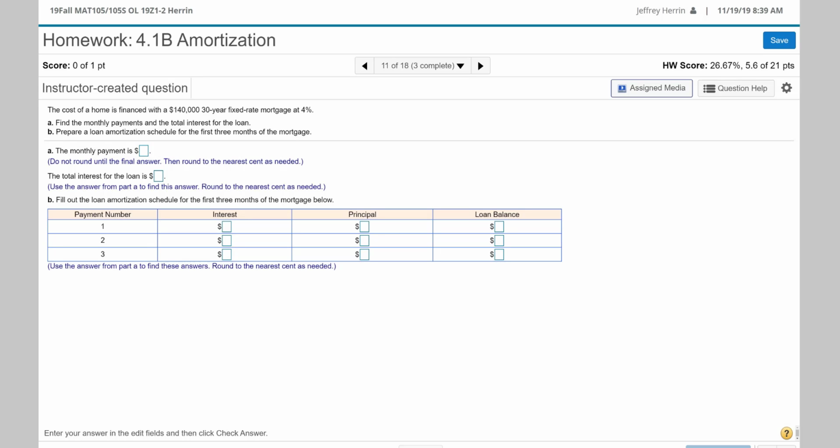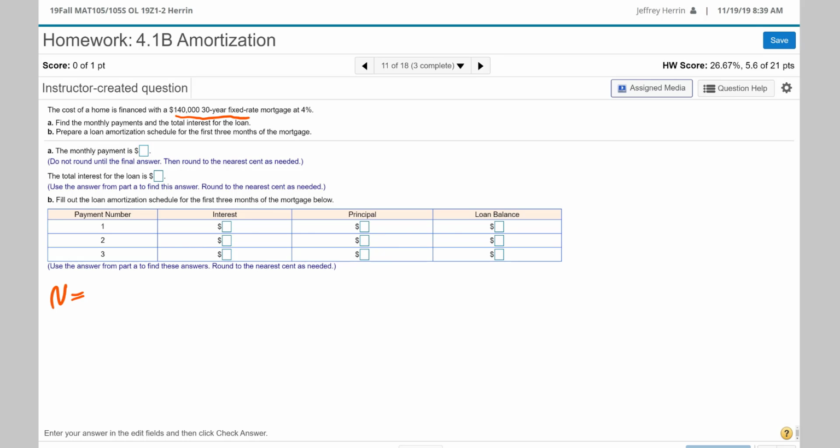An amortization table gives us an idea of how much of each payment is going towards interest and how much is going towards principal. In this case, we have a cost of a home which is financed with a $140,000 30-year fixed-rate mortgage at 4%. We're first told to find the monthly payments, which we have to do before we can do an amortization table. Find the monthly payments and also find the total interest on the loan. So we'll look at those first.